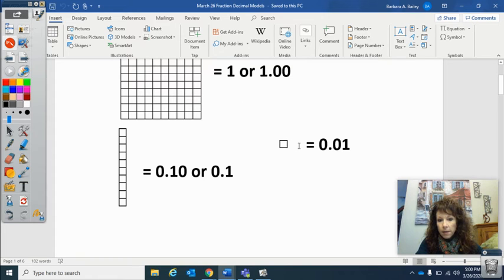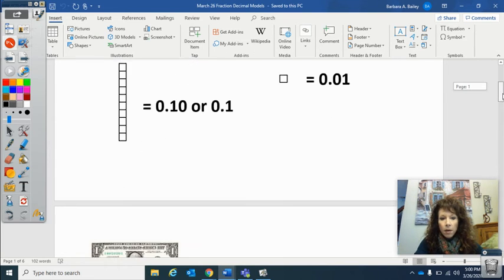And it takes 10 of these little guys to make one of these. It takes 10 of these strips to make one whole. And that's why we call decimals a base 10 system, because to go from one decimal place to another, we are either multiplying by 10 or dividing by 10. All right, so I'm going to scroll down.